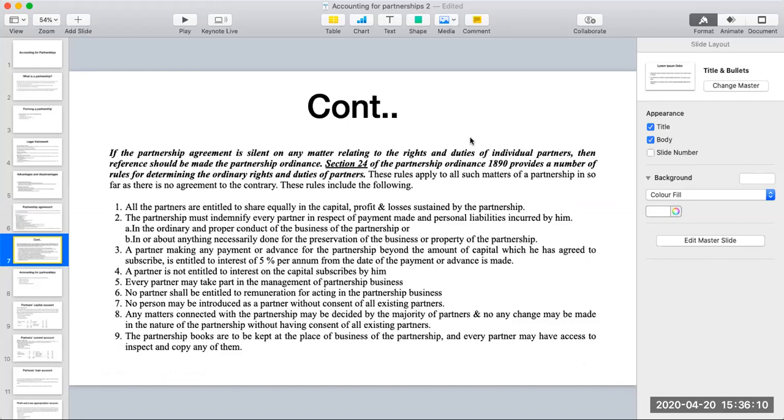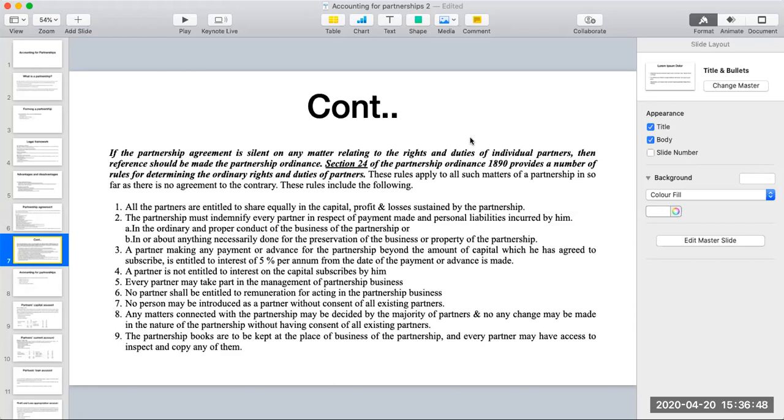Right. Now, let's say if any partnership business is silent on any matters that we discussed in the previous slide, then what happens? Then the Partnership Ordinance of 1890 comes into play. Section 24 of the Partnership Ordinance of 1890 provides some rules as to what are the ordinary rights and duties of partners. So if they do not have any agreement, or else if the partnership agreement is silent on certain matters which we discussed earlier, these rights and duties of partners will apply.